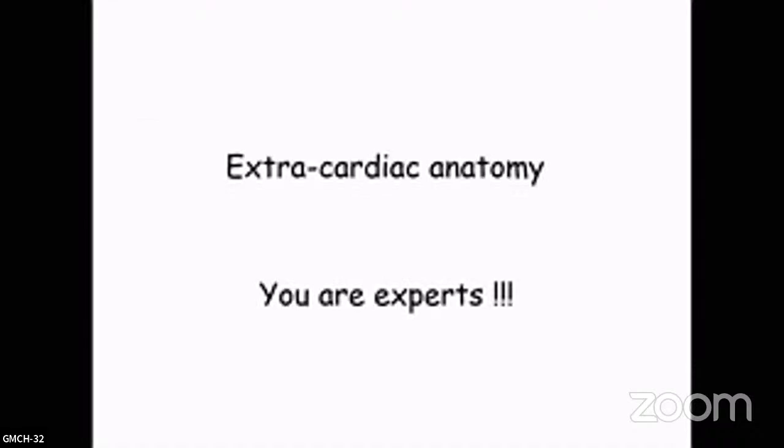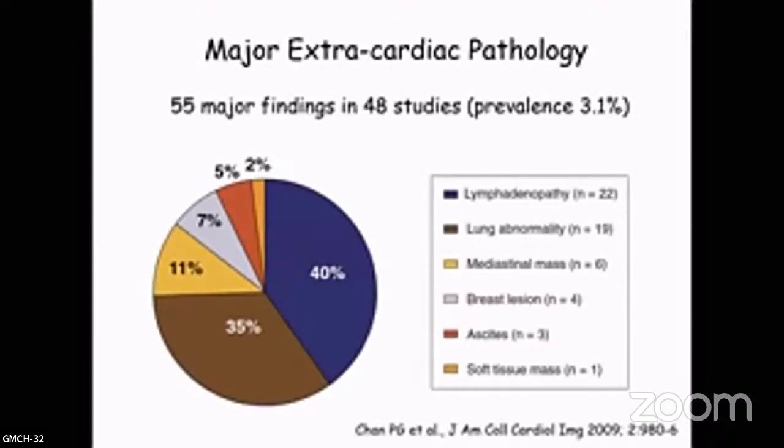The first is extracardiac anatomy. Well, dare I say, all of you are experts in this, and I will not spend much more time, but show you a few examples of recent cases that caused a change in management. These were not indicated on the initial request for a CMR scan, and this is not uncommon. This study in 2009 showed that major extracardiac pathology was found in about 3% of the studies and predominantly involved malignancy and lung abnormality.